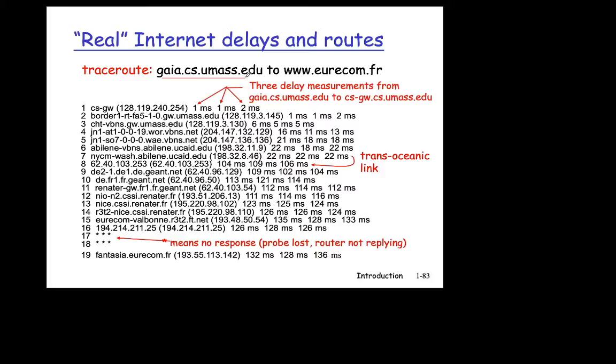Traceroute from gaia.cs.umass.edu to Oricom, France. This is saying the first hop router's name is cs-gw at IP address 128.something.something.something. And there are 3 round trip time estimations, 1 and 2 milliseconds respectively. What's a little bit interesting is between hop 7 and 8. At hop 7, round trip time was about 22 milliseconds, but suddenly to hop 8, the delay is about 100 milliseconds. That is the transatlantic link connecting the US to Europe.